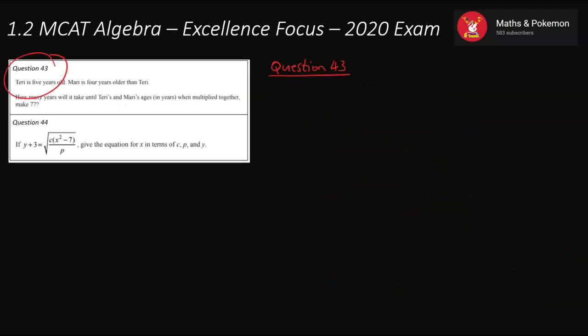So question number 43. Terry is 5 years old and Murray is 4 years older. So that means Murray will be equal to 9 years old. How many years will it take until Terry and Murray's ages in years multiplied together to get 77? Gosh, this is going to be a bit of a headache. So what we're going to do is start off by saying, let x equal the time passed in years.